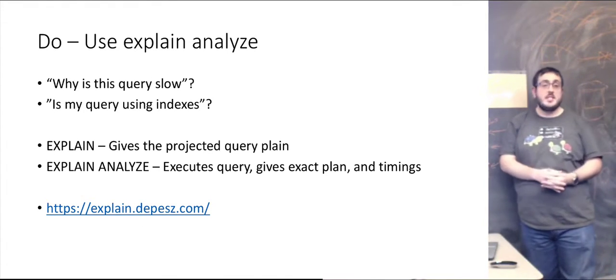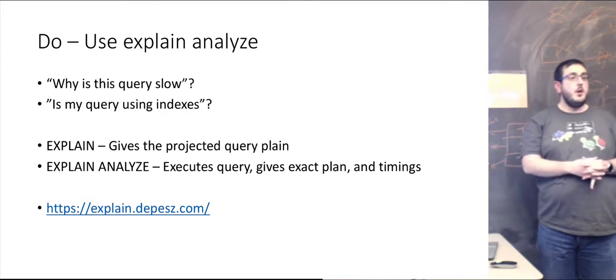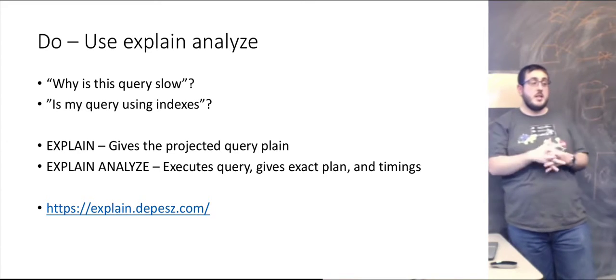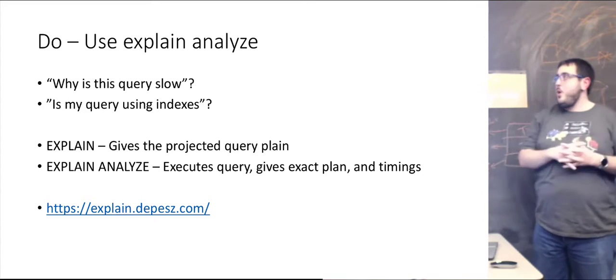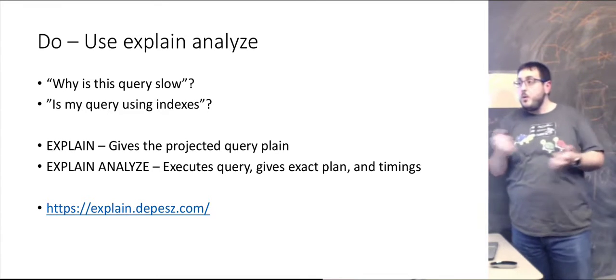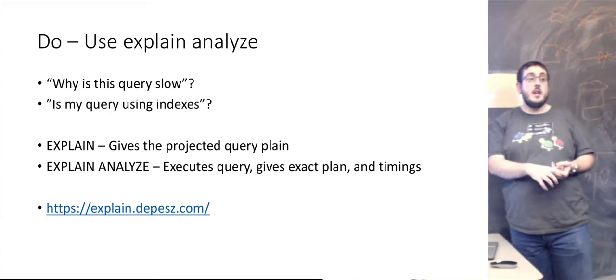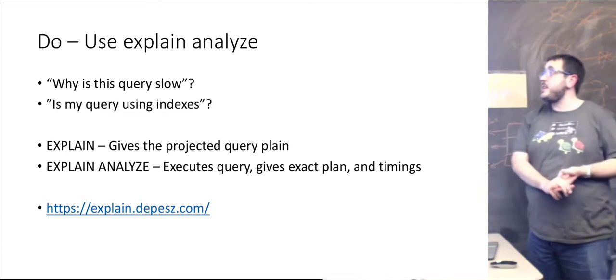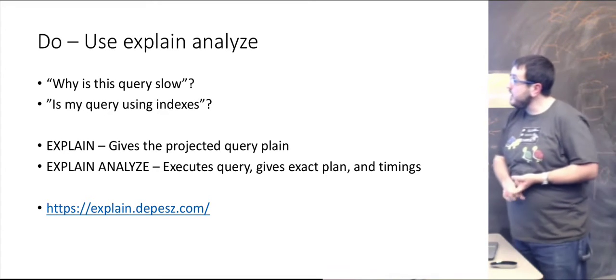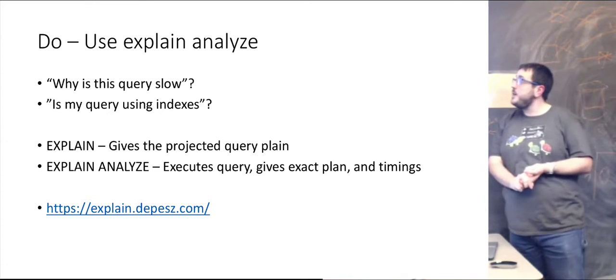Please, please, please use explain analyze. So you have a query, it's running in production, it's hella slow. New Relic is screaming bloody murder, or your customers are screaming bloody murder. What is wrong with this query? I don't know, it looks fine to me. Well, you can have Postgres tell you exactly what it's doing, what indexes it's hitting, what indexes it's not hitting, so you can make decisions about it. There are two variations to this, explain and explain analyze.